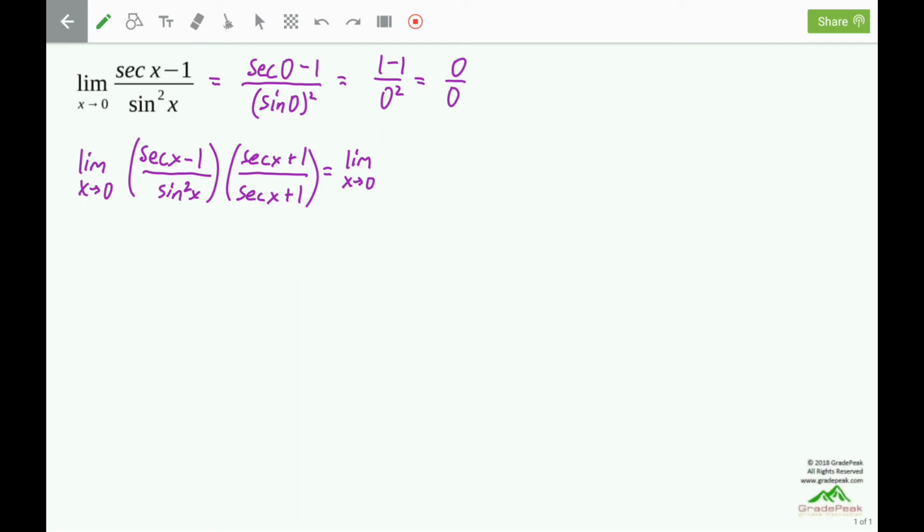We have conjugate pairs in the numerator. We're going to FOIL the numerator out. First, secant of x times the secant of x is the secant squared of x. Outside, secant of x times a positive 1 is a positive secant of x. Inside, negative 1 times the secant of x is a negative secant of x. And then last, negative 1 times a positive 1 is a negative 1.